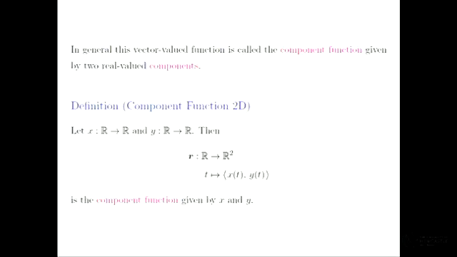So in general, this vector valued function is called a component function because it's given by two real valued components. That is, you give me a parameter t, and I'll return to you some point that lies in the graph of that function. It's like enumerating your way through the set of points in some sense. The definition of a component function in 2D: if you give me two real valued functions, x and y, then the vector valued function that takes a scalar t and returns a vector in R2 is given by this mapping. You give me a t, and I give you back an x component and a y component. Again, this is called the component function given by x and y.